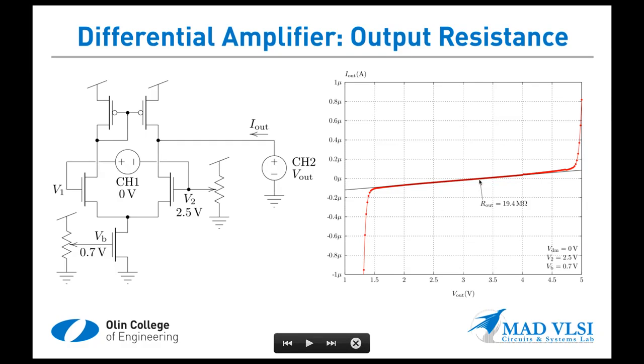And the incremental output resistance here around where Vout is equal to 0, it actually crosses 0 here at about 3.35 volts or something. 1 over the slope of this line is 19.4 megaohms. So that's experimentally what the incremental output resistance of this circuit is, in the vicinity of I out equals 0.